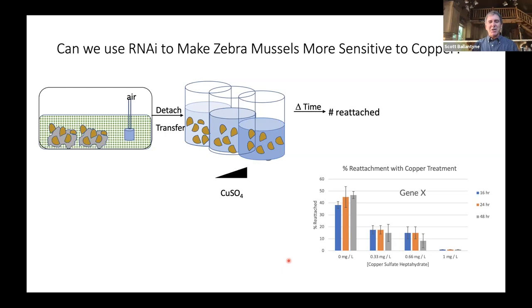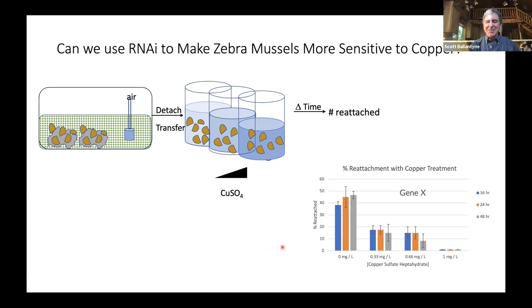If you give too much, everything's going to die. So wouldn't it be great if we could make just zebra mussels super, super sensitive to copper sulfate? And if we did that, we'd only have to use a teeny, teeny amount. And I heard a term today for what I can't remember now, but this pairing together of technologies, that's really what I'm getting at, is maybe we can use RNAi together with another technology. It'll come to me after. But here's what that would look like.